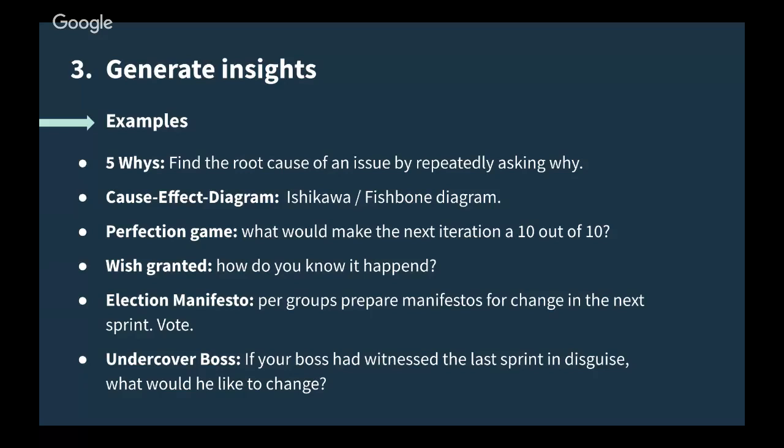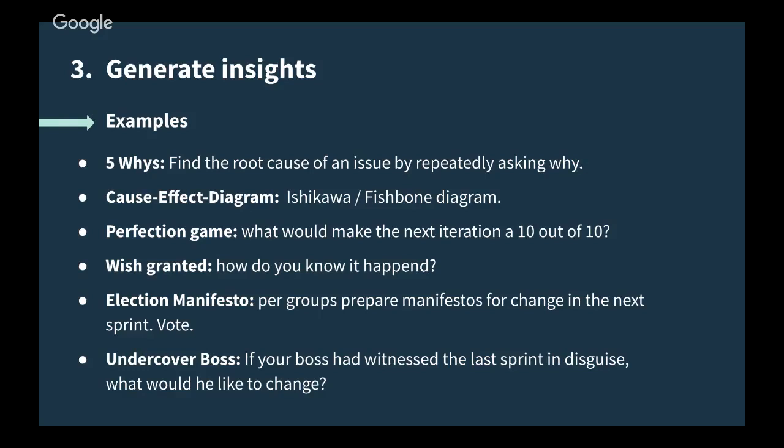The election manifesto, it's like you are going to an election and the team has to divide into parties, and every party should prepare a proposal list for the elections, like a manifesto, for what they believe would be the ideal way to work in the next sprint, and then the whole team votes for the best manifesto, and from there you could get actions to implement.